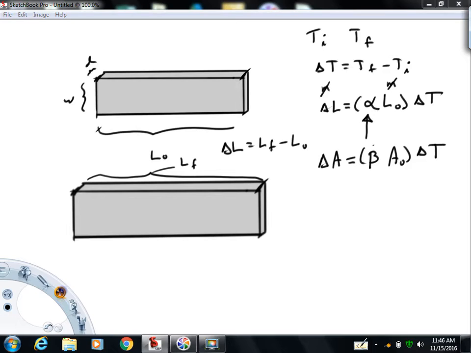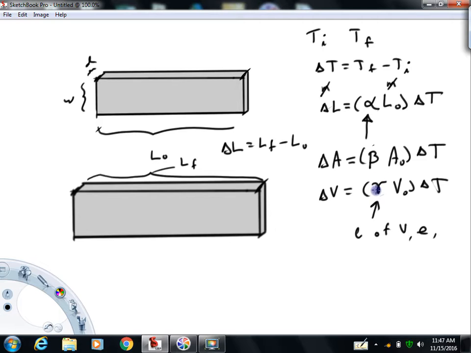Okay. Another equation we can write for the volume is a directly proportional equation. Change in volume is directly proportional to the change in temperature. And again, it depends on the original volume and some constant. This is the Greek letter gamma here. This is called the coefficient of volume expansion.